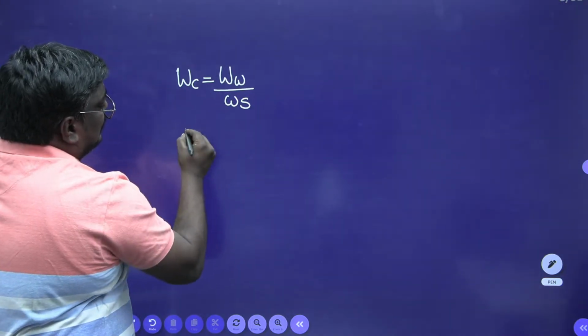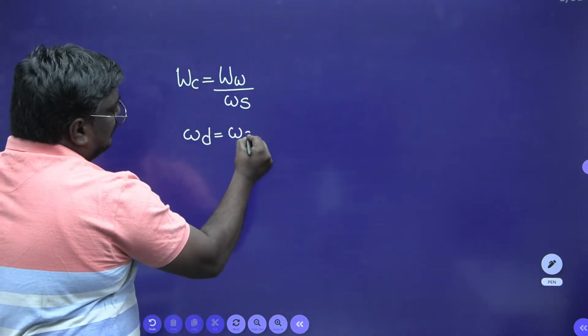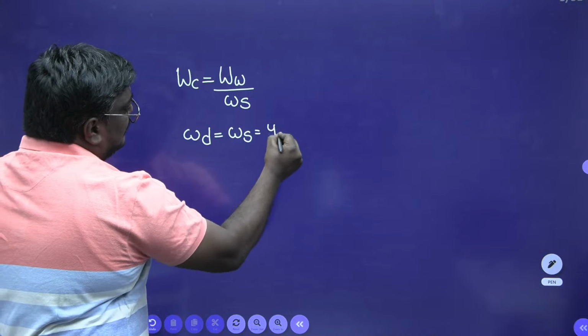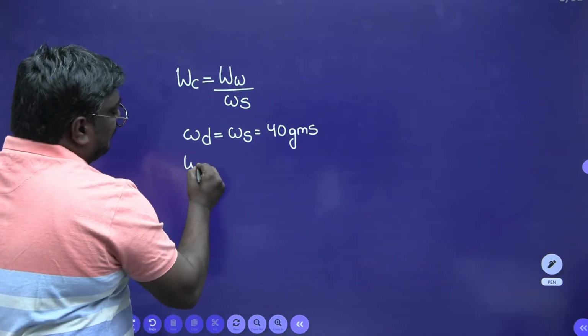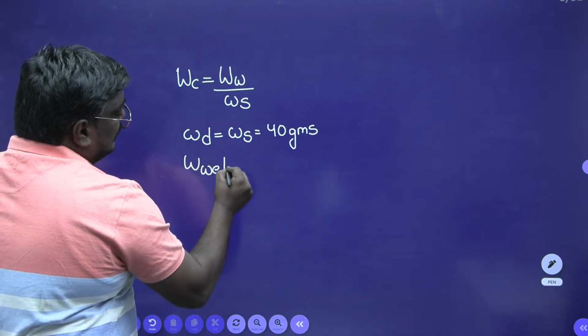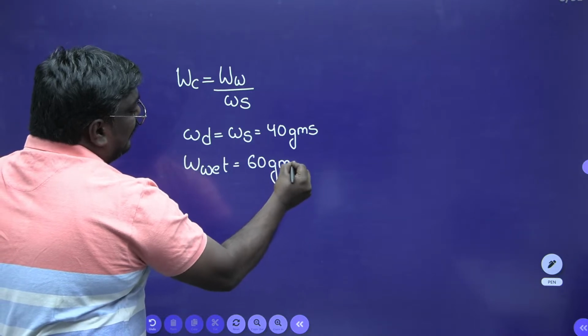Remember students, the weight of dry soil or weight of solids will be the same. That is equal to how much is given in the problem? It is 40 grams. And you know the weight of the wet sample is how much? The weight of the wet sample is 60 grams. So how do you calculate the weight of water?